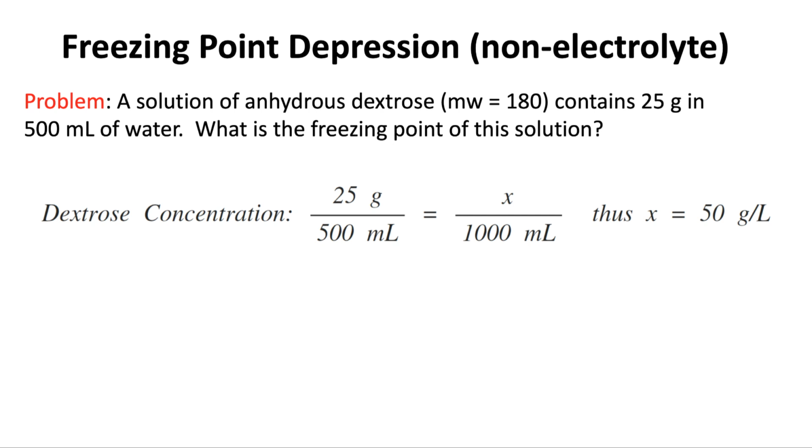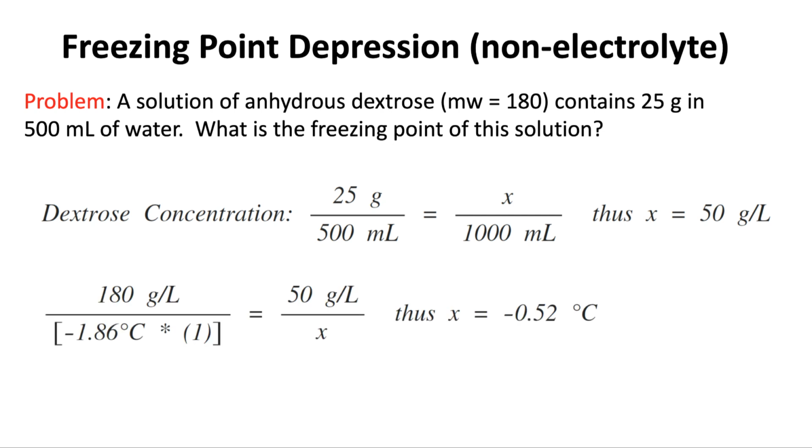So you can do this several different ways. What I did was set that equal to a proportion of X grams of dextrose over 1,000 milliliters. If I do that, 25 times 1,000 divided by 500, my final answer would be 50 grams. So we're saying that our 25 grams per 500 mLs is the same as 50 grams per liter. But now our concentration is in grams per liter.